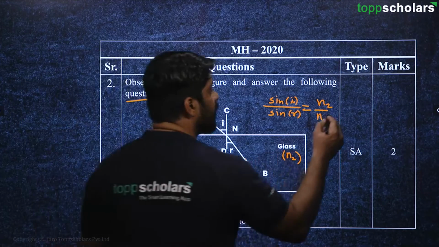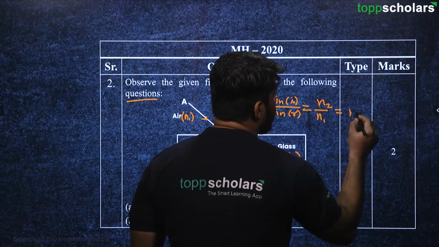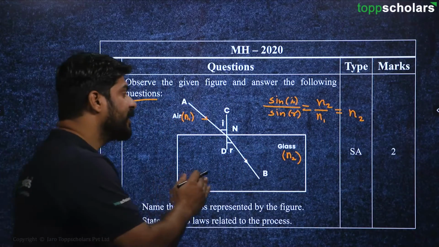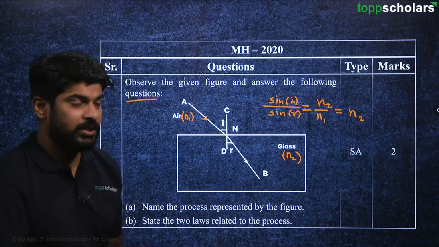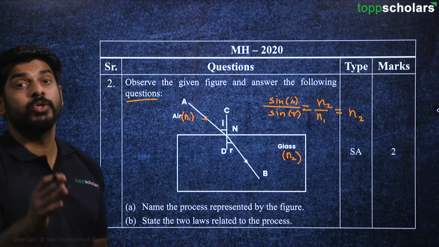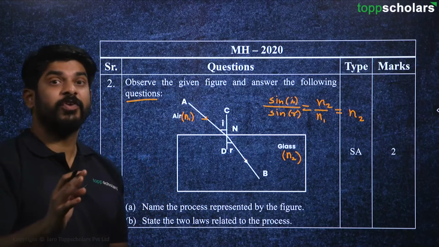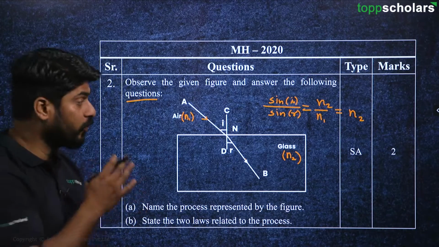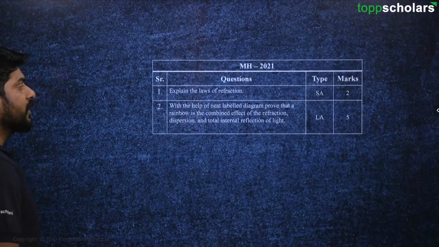So, technically, this can be written as equal to N2, which is the refractive index of the denser medium, glass in this case. So, basically, these are the two laws of refraction that you have to state over here, right? So, this is going to be the answer for this question. Moving on to the next question.